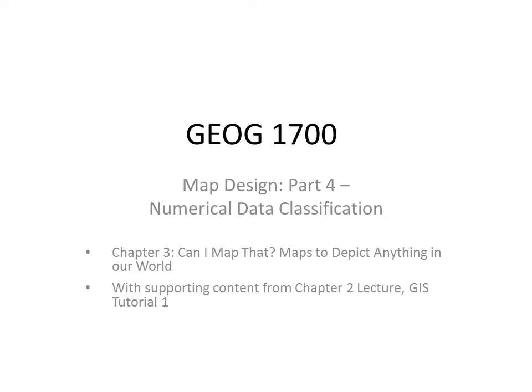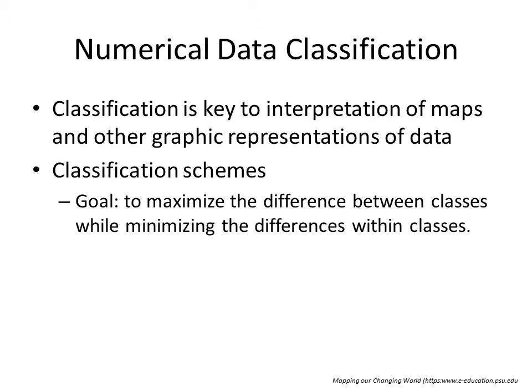In this section, we'll look at data classification when working with numerical data. First of all, classification is key to the interpretation of maps and other graphic representations of data. Classification schemes have a simple goal: to maximize the difference between classes while minimizing the differences within classes. This is actually a fairly tough balance to achieve, as we'll see in some examples, and a poor choice of classification scheme can cause a very misleading map.